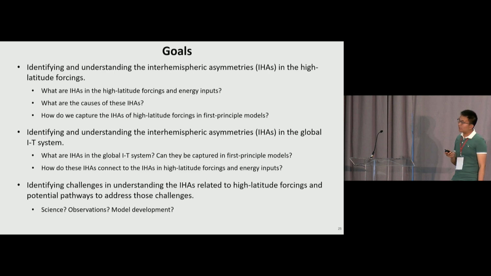Second, this morning session also tried to understand and identify the interhemispheric asymmetries in the global IT system, particularly the causes related to the high latitude forcings asymmetry. So we also try to identify the challenges to achieve the first two goals, as well as the potential pathway to address those challenges.